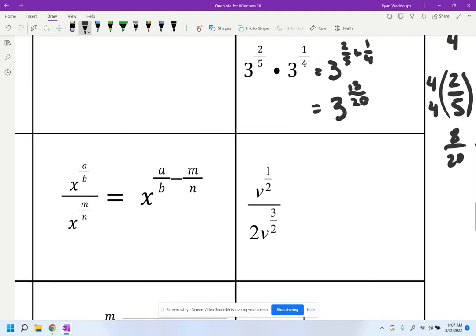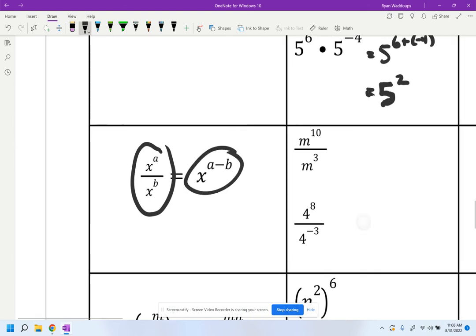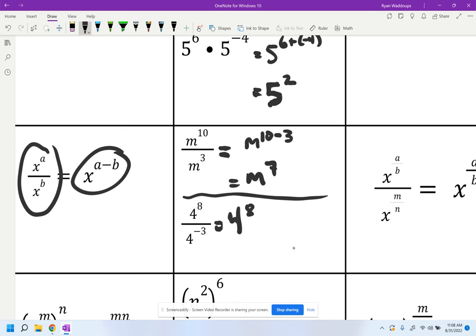All right. If we look at the next example here, when you divide like bases, you subtract the exponents. So with integer exponents, we can see this is m to the 10 minus 3, or m to the 7th power, or 4 to the power 8 minus negative 3. Subtracting a negative is the same as adding a positive, so that's 8 plus 3, or 4 to the 11th power.